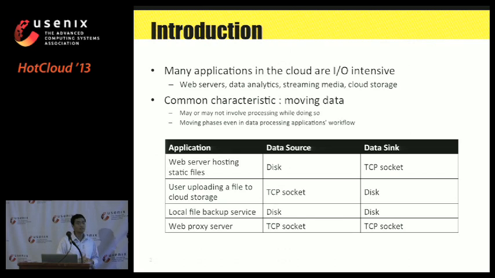Some examples are a web server hosting static files. The source is the file located in the disk, and the destination is the TCP socket connected to the client. If a user is uploading a file to cloud storage, the source is the socket connected to the client, and the destination is the disk or the storage, whatever the system backend. A local file backup service such as rsync copies files from one disk to another disk or disk partition. And finally, a web proxy server or load balancer connects TCP sockets coming from a client connection to one of the backend servers.